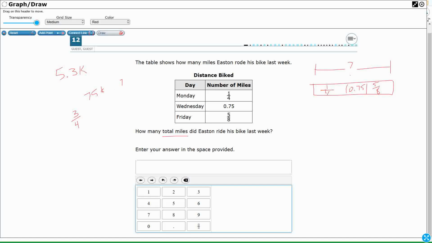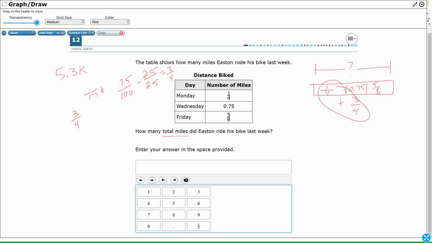Now, I'll show you the long way. 0.75, 75 hundredths is 75 over 100. If you divide to make an equivalent fraction by 25s, you're going to get your 3/4. But look what happens if I can easily rename that as 3/4. Well, look, I've got 3/4 and 1/4.